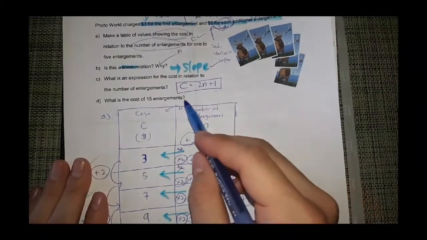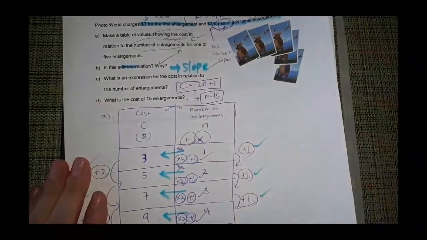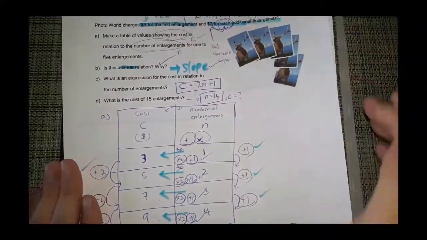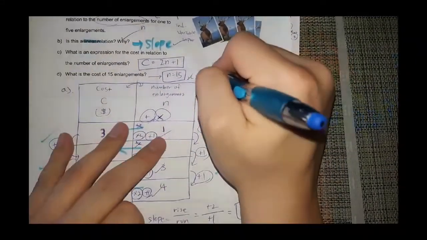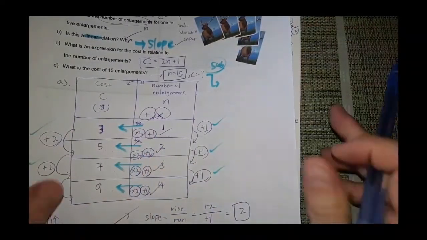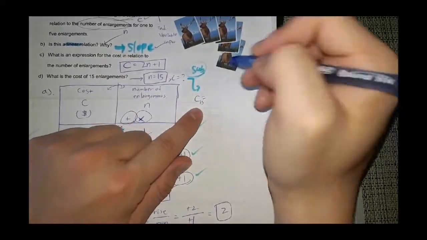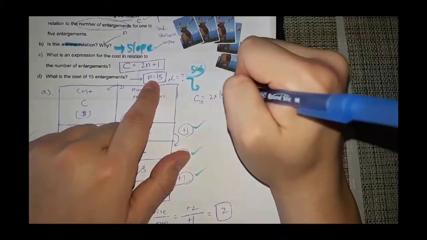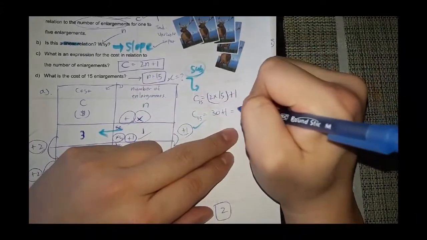Once you find the relationship, then the second one is easy. It is asking about 15 enlargements, so n is equal to 15. Then we need to find out what the cost is. It is a fancy way of saying we need to use the relationship by substituting. So when we do substitution, here's what happens. 2 times n plus 1, where n is 15. C of 15 should be 2 times 15, then plus 1, which is 30 plus 1, which is $31.